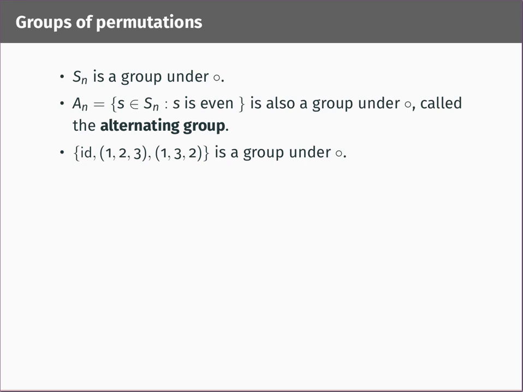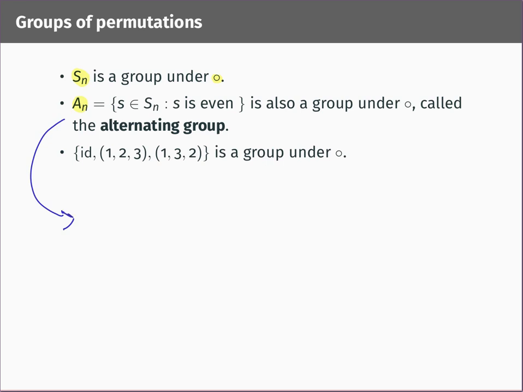So finally, let's think about some groups of permutations. We've seen previously the set S_n of all permutations of the set 1, 2, 3 up to n is a group under composition. That symbol there means composition of functions. Equally, there is another group inside S_n, which we write as A_n, and we define that to be all the even permutations in S_n. That is also a group under composition. So let's see why that is true.